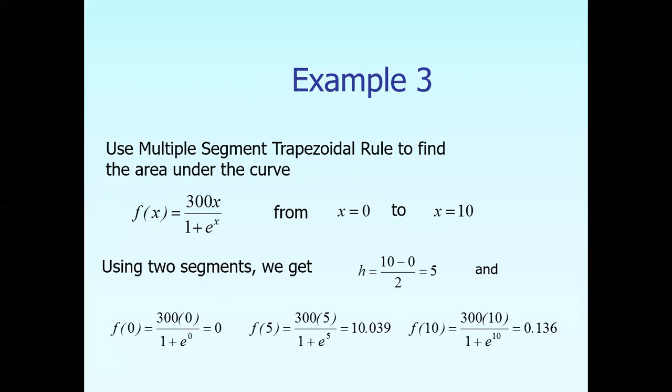Suppose we have taken the number of steps as 2, then the step size is equal to 5. Then the intervals are 0, 5 and 10. Then we can find f of 0, f of 5 and f of 10 by putting the values of x in the function. Then f of 0 is equal to 0, f of 5 is equal to 10.039, f of 10 is equal to 0.136.